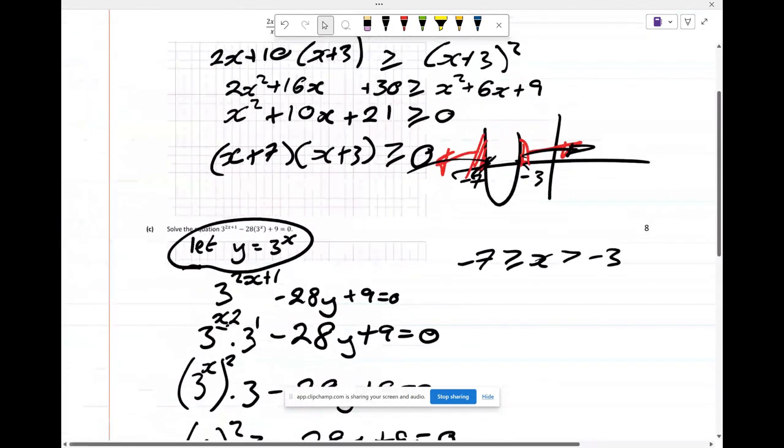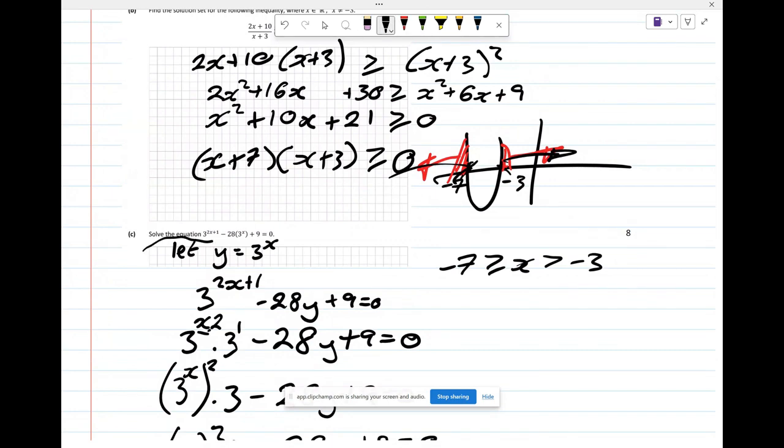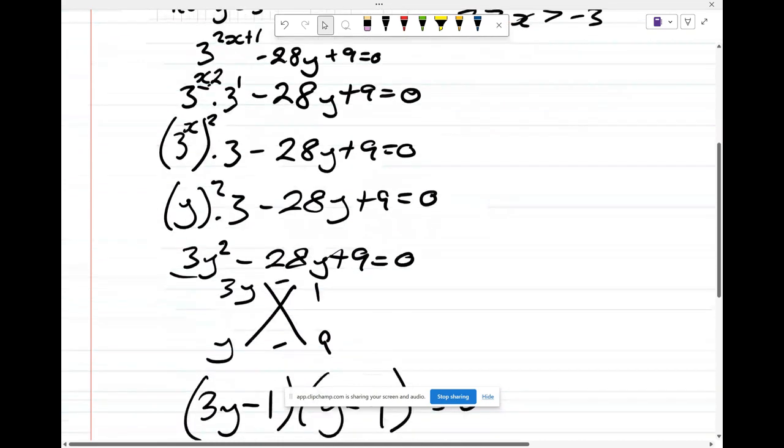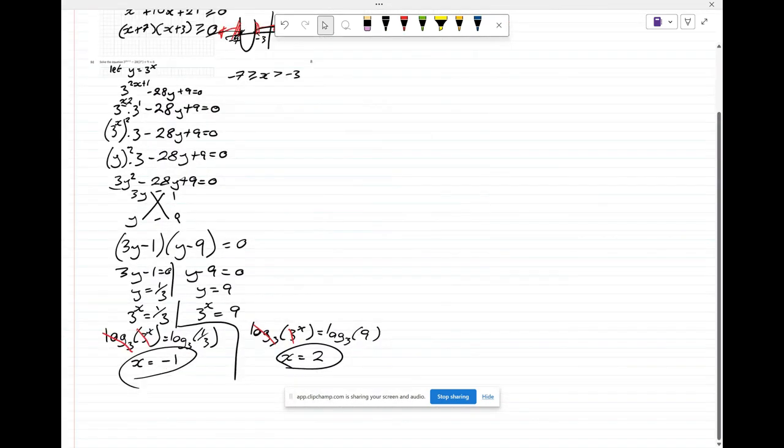And so have we finished the question? Yeah, we've solved the equation, so we found the values for x such that that's true. Okay, and that is the whole question done. And so on to the next question.